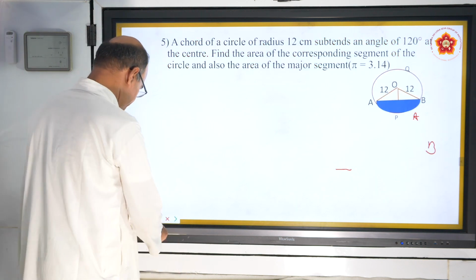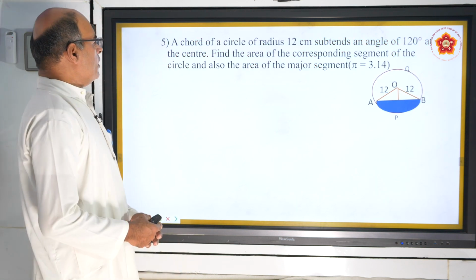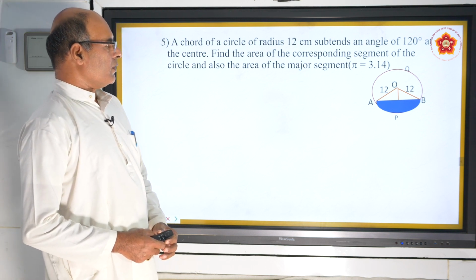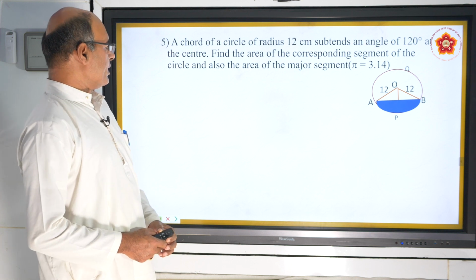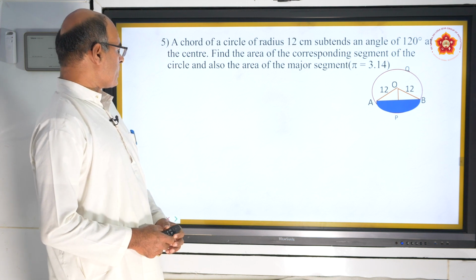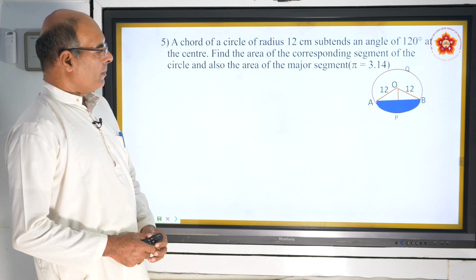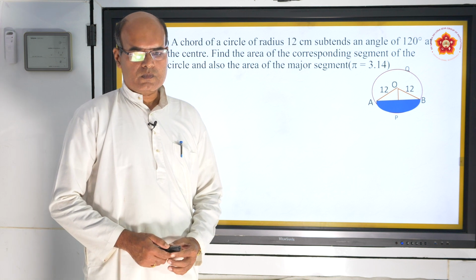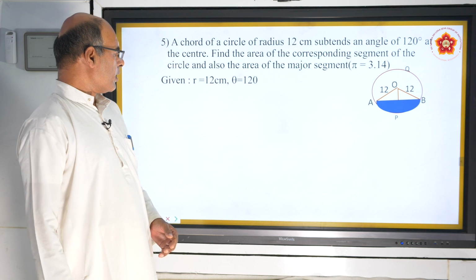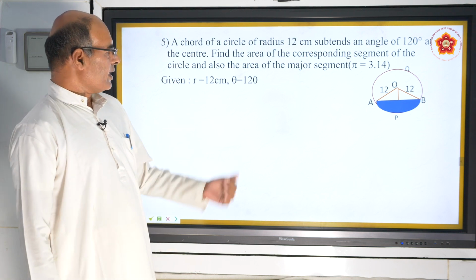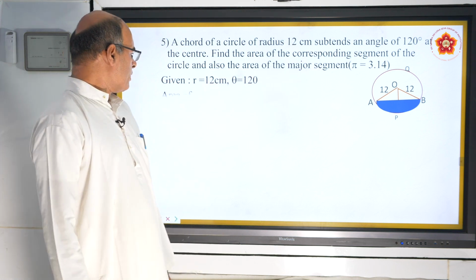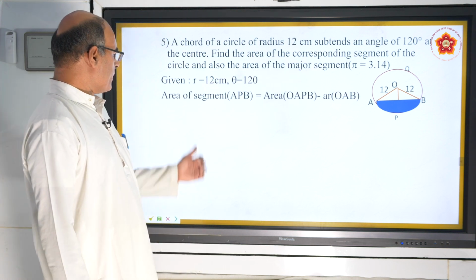One more question. A chord of a circle of radius 12 centimeter subtends an angle of 120 degree at the center. Find the area of the corresponding segment of the circle and also the area of the major segment. So it is similar to what was explained in the previous question. Given radius is 12 centimeter, theta is 120 degree. Both are given. Calculate the area of the sector.